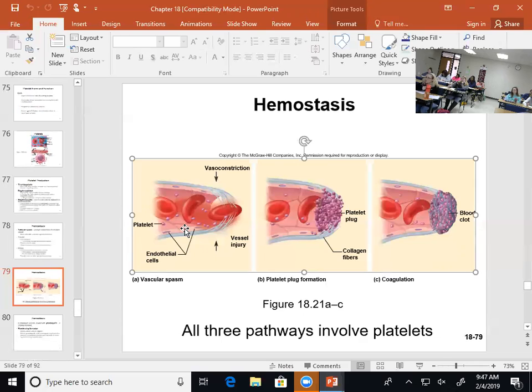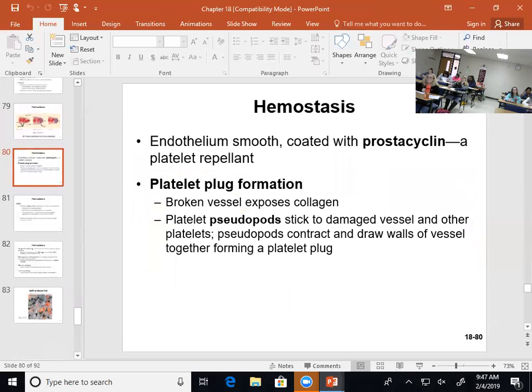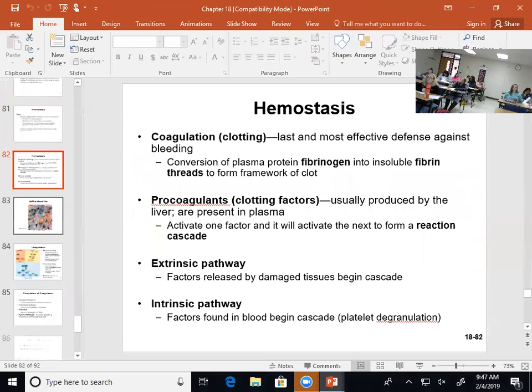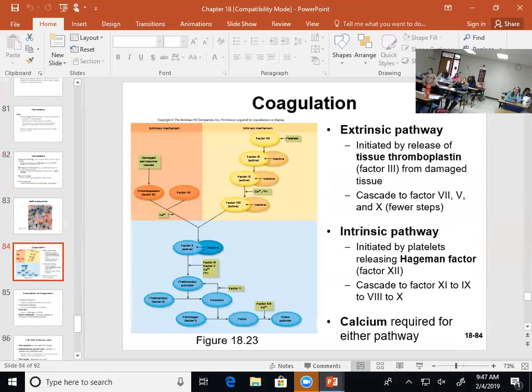But this third step is the step I want you to know about. It's called coagulation. When you hear the term coagulation, this is what we're talking about with a blood clot. Coagulation is the third step of hemostasis. Now we're ready for this third step because the vessels have spasmed, closing the opening, and platelets have formed a plug, which is just temporary. Now we need the third step, which is called coagulation.